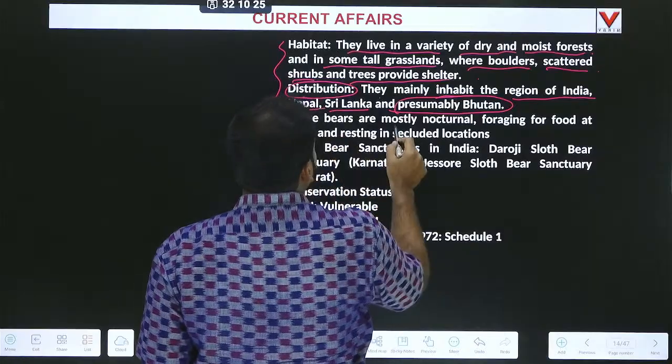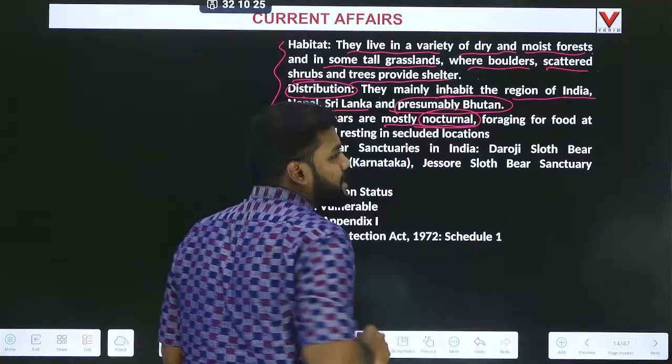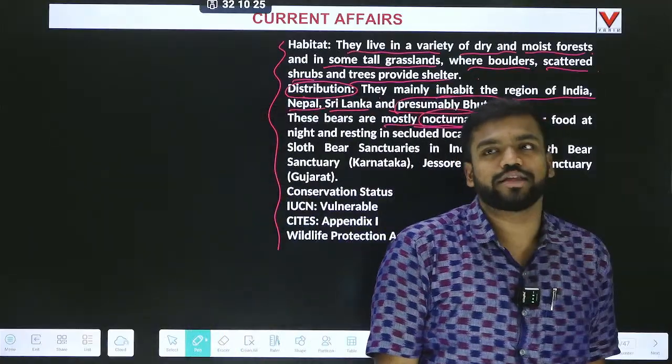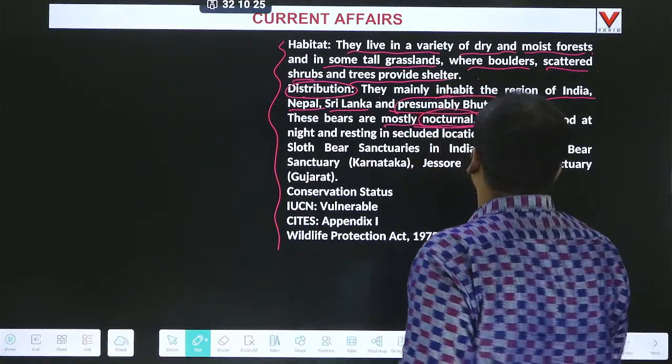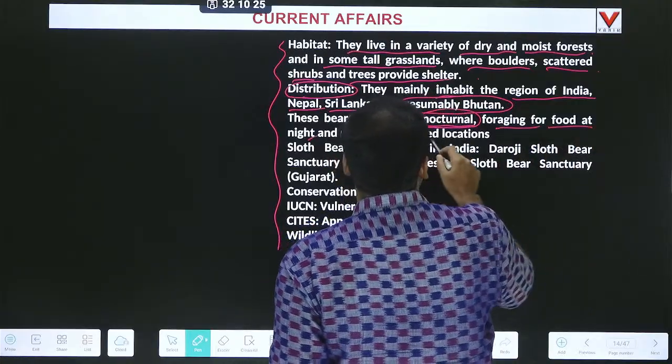Okay? These bears are mostly nocturnal. This is a pointer question. This can be asked in prelims, whether sloth bears are nocturnal or arboreal or anything. Foraging for food at night and resting in scheduled locations.